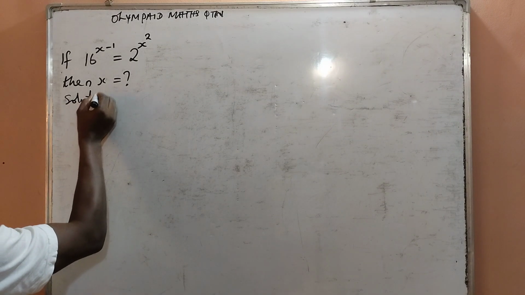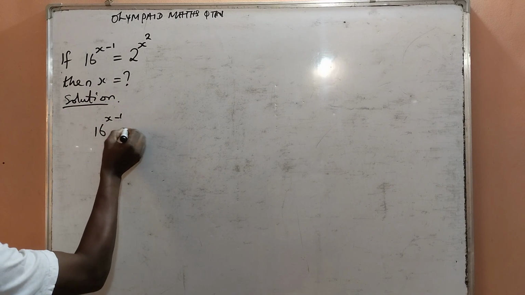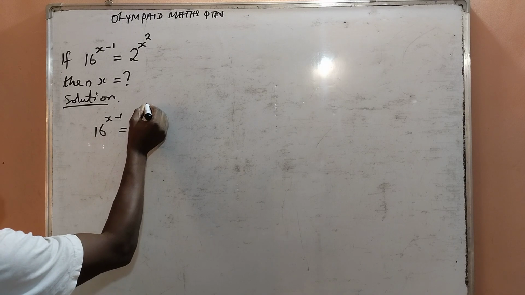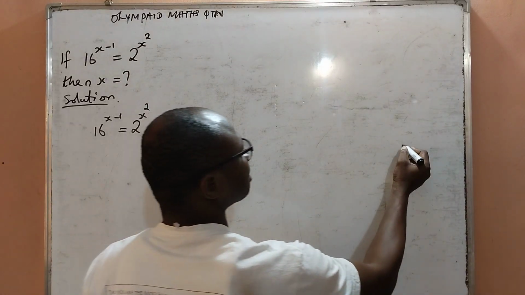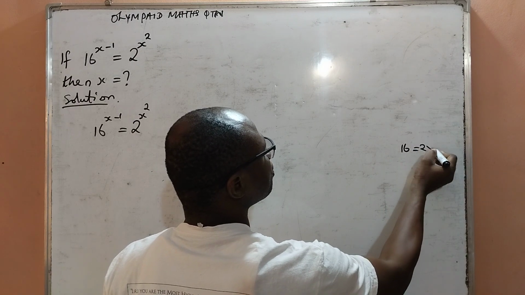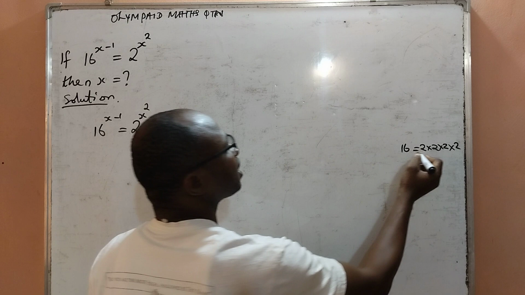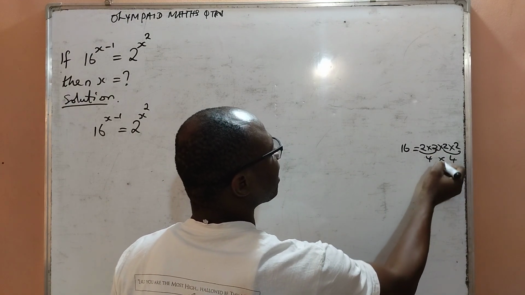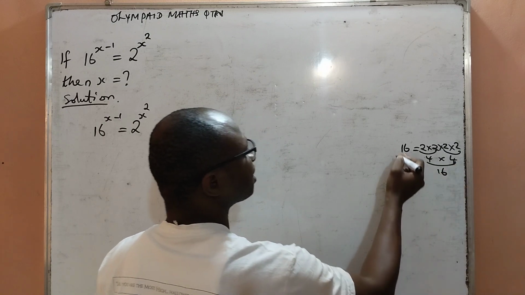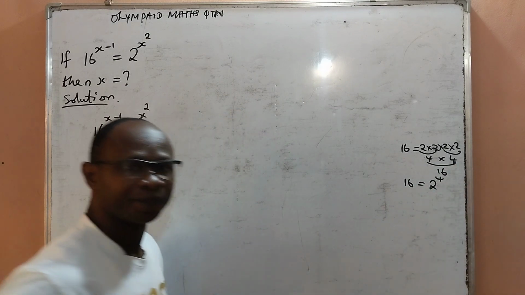Alright, solution to the question. 16 raised to power x minus 1 is equal to 2 raised to power x, all raised to power 2. I want you to see that 16 is the same as 2 multiplied by 2 multiplied by 2 multiplied by 2, 4 times. 2 times 2 is 4, 2 times 2 here is 4, and 4 multiplied by 4 is 16. Therefore, we can say that 16 is the same as 2 raised to power 4.